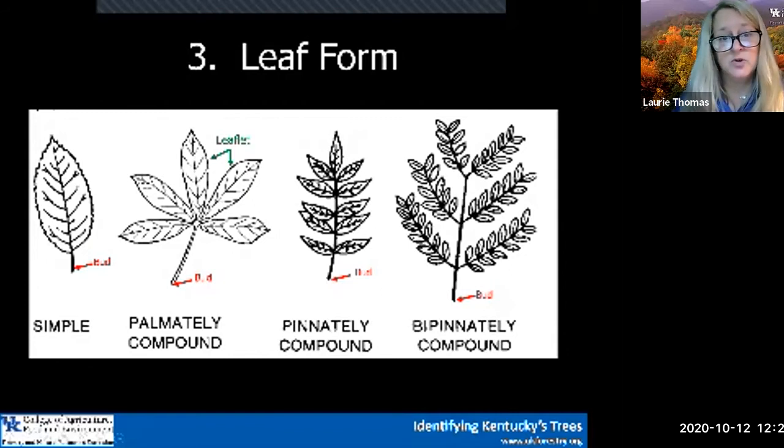Kentucky coffee tree is a great one. It has a great big leaf. So a real good example of a bipinnately or doubly pinnately compound leaf. But we don't have a whole lot of species that have that kind of leaf form. All right, so leaf form, the third thing you're going to run into in a dichotomous key.